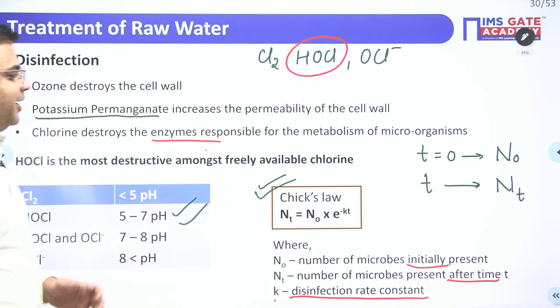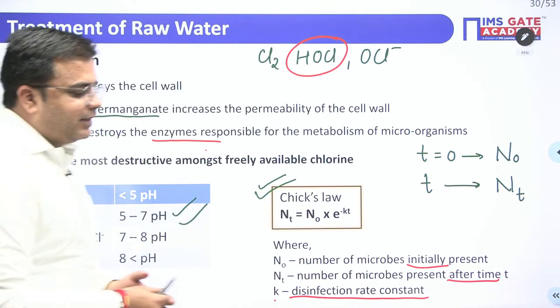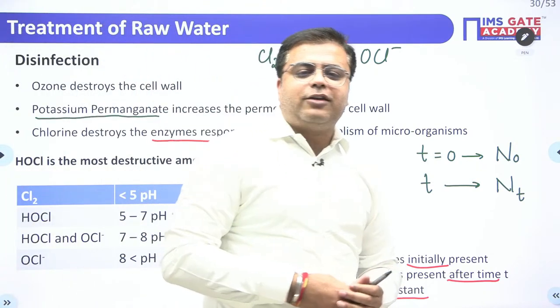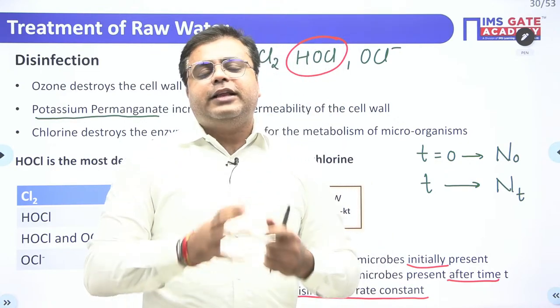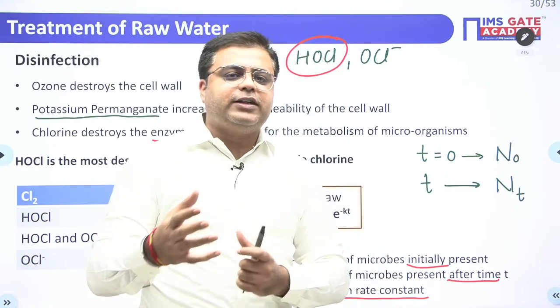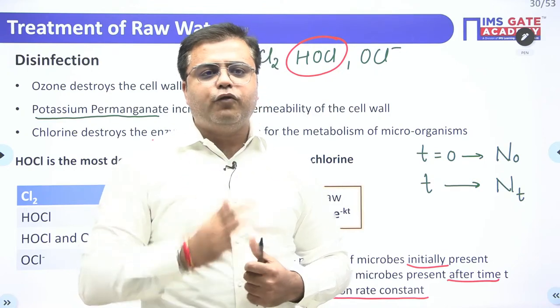Okay, so this is Chick's law that I have discussed, and using this Chick's law, we can calculate the number of microorganisms that are present in the system after disinfection is carried out. Hopefully you have understood this.